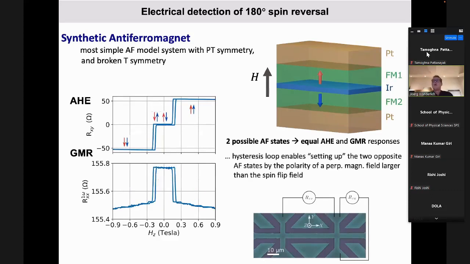Well, so one thing you can see here, our synthetic antiferromagnet is not perfect. You see a small hysteresis, and this hysteresis tells you actually that one of the layers switches before the other layer switches. So one is a master, and the other is a slave, following the other. And this allows us, for example, if we start with a strong negative field, to set it up in one of the antiferromagnetic states.